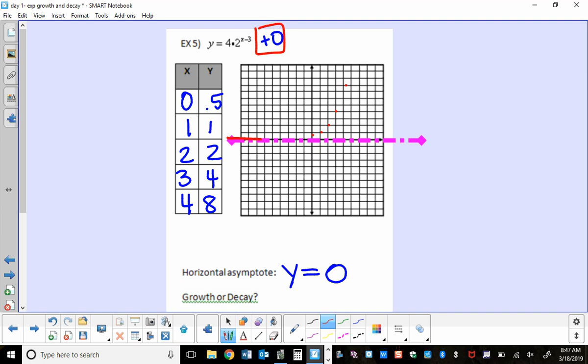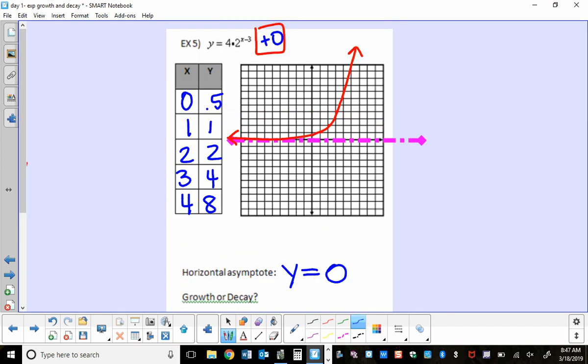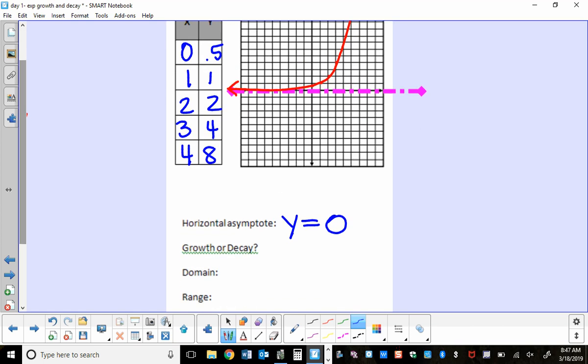And then try to connect as best you can. All right, Deshaun, take a look at this. Am I going away or towards my asymptote? Away, so that would be a growth or decay. Yep.